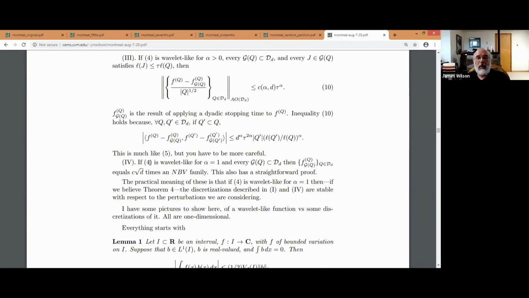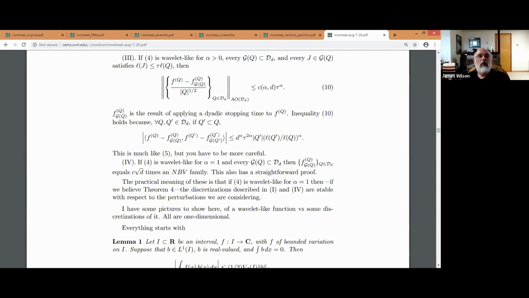Then number 4: if you started with a wavelet-like family for alpha equals 1, and you do the thing with the dyadic cubes, then in fact this family is basically an NBV family times a factor. This has a fairly straightforward proof. So the practical meaning of all this is that if you start with a wavelet-like family with alpha equals 1, then if you believe Theorem 4, the discretizations I described there are stable with respect to these perturbations. Now I want to show some pictures.